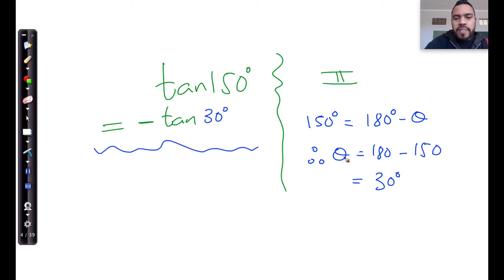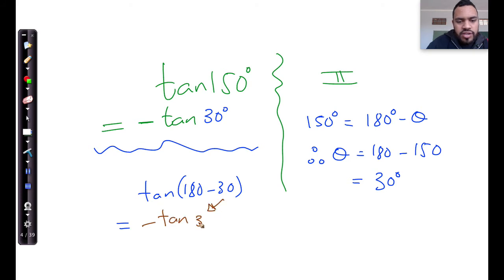Now remember, in grade 11, some teachers may require you to write that as tan of 180 minus 30, and then they tell you to simplify it by showing that tan is negative. So it's negative tan. And then you take the 30 degrees and you put it over there.